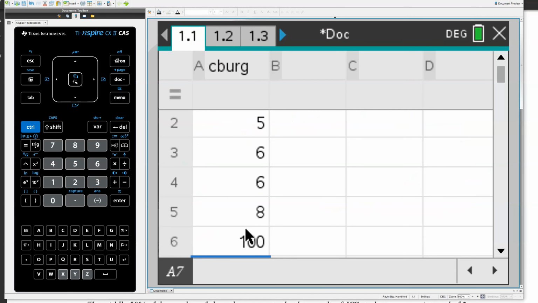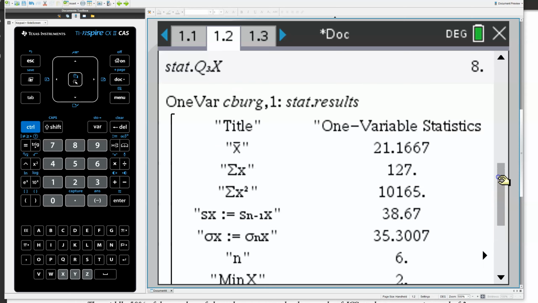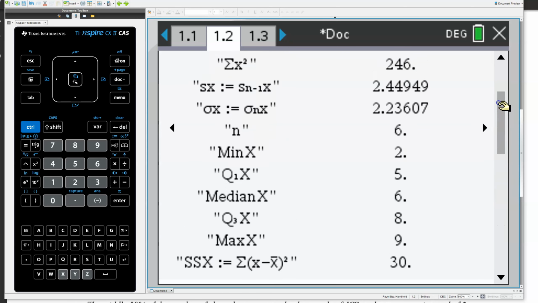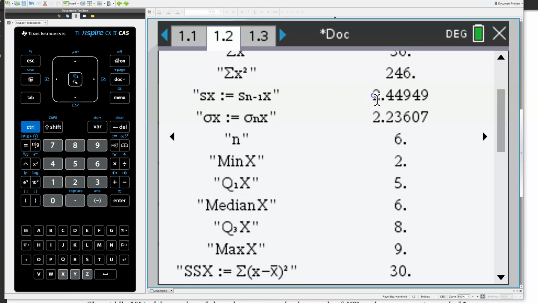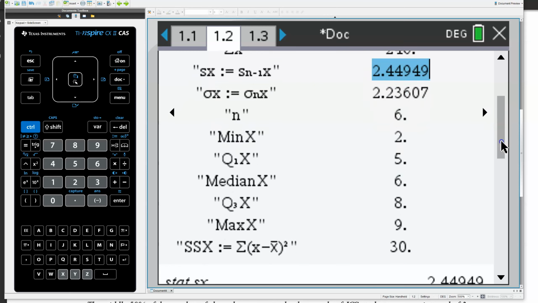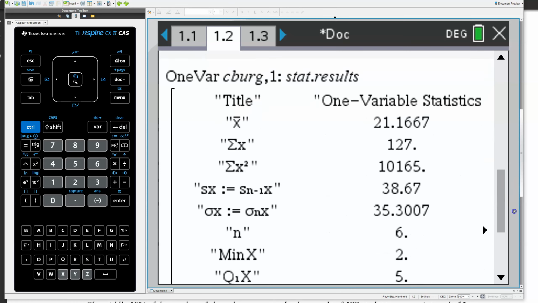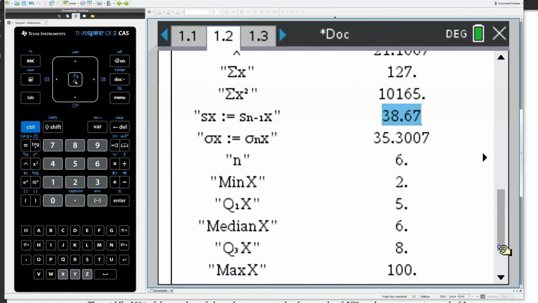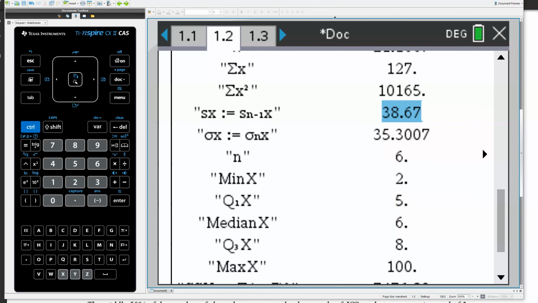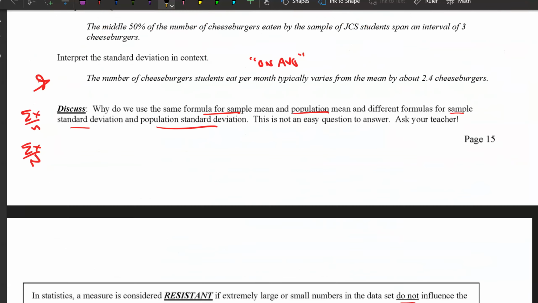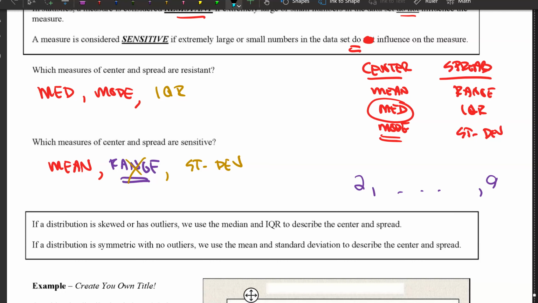And you can see this from our results as well. So if I go up to here, the original standard deviation was 2.45. But if I go down to the new one, the standard deviation is now 38.67. Whereas the IQR is still 8 minus 5, or 3. Okay? So this is a big pro for the median and the IQR. However, we love the mean and the standard deviation. So it has plenty of stuff going for it as well.